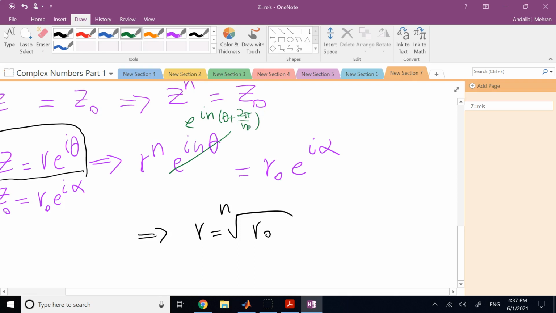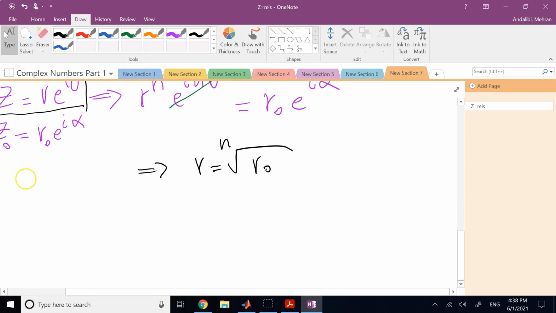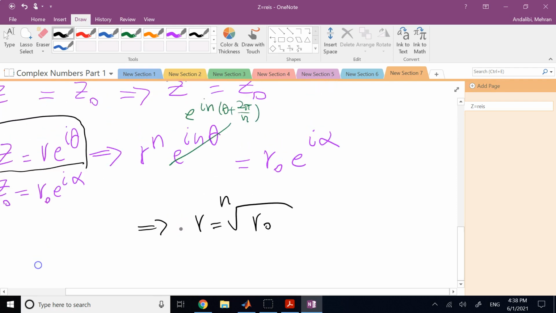Right? The result of this one and this one are the same thing, because here you get an extra 2 pi. So now I can say that this n theta plus 2 pi n should be the same as what? Alpha, right? Is that correct? Yeah, that's what you have, right?